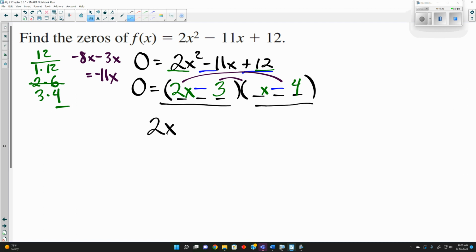So we can say 2x minus 3 is equal to 0. x minus 4 is equal to 0. Now we just need to solve these. We need to solve these and find out what the value of x is that will make them be 0.